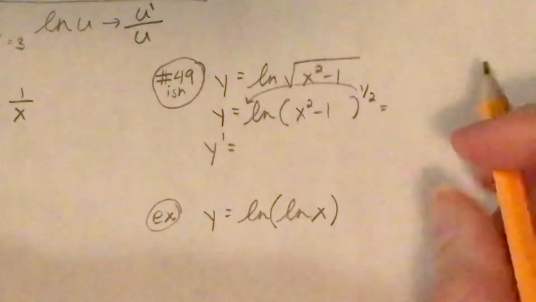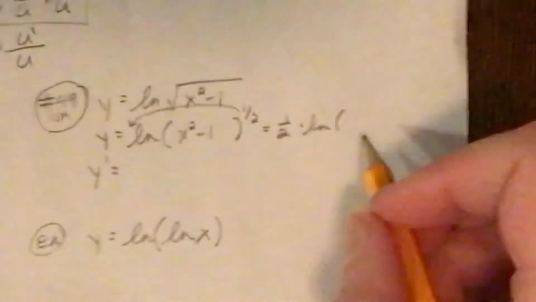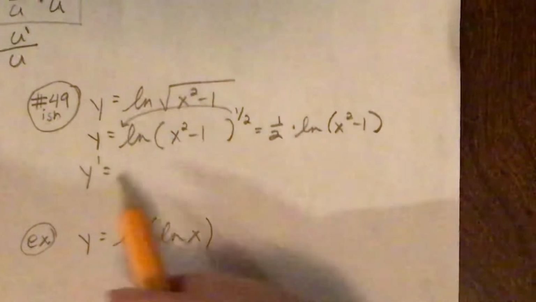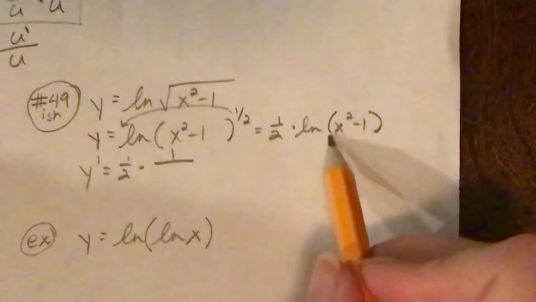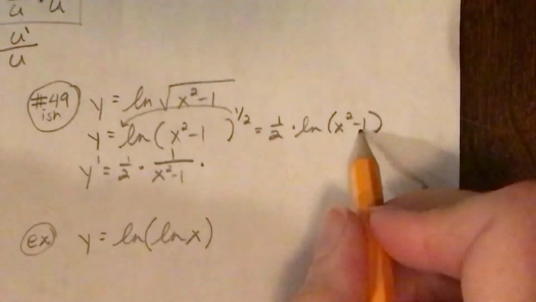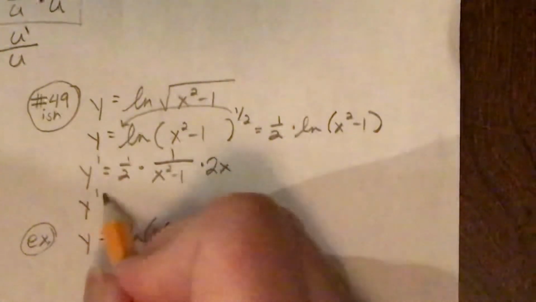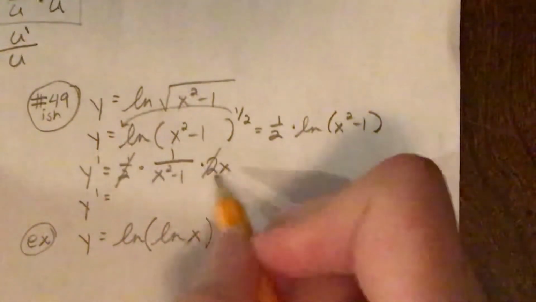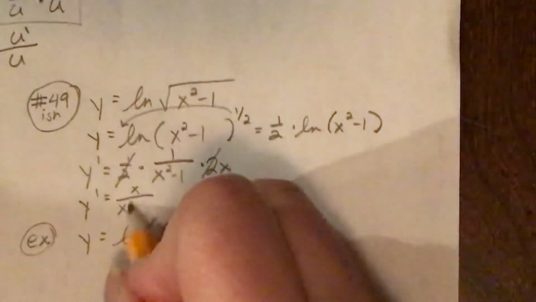This is going to equal 1/2 times the natural log of x squared minus 1. And now we can take the derivative, bring the 1/2 down, times 1 over u, u is x squared minus 1, times the derivative of x squared minus 1, which is 2x. And then we can clean this up a little bit. The 1/2 and the 2 are going to cancel each other out using multiplication. That x being a normal x will move up to the top, x over, keep x squared minus 1 on the bottom.